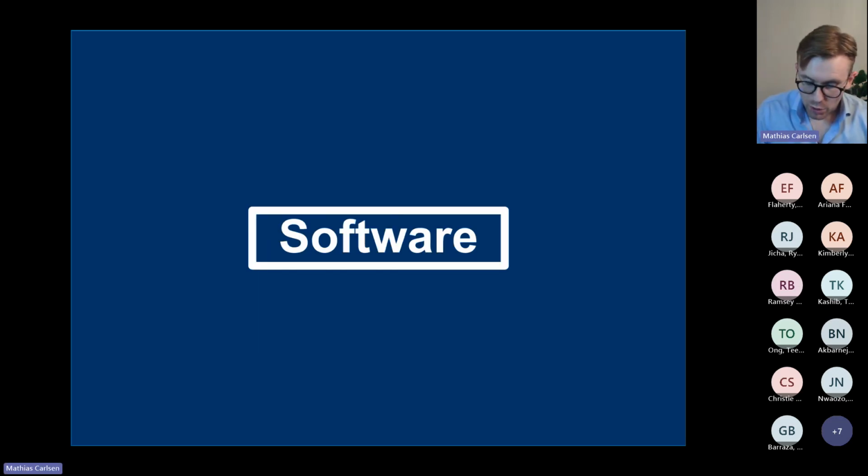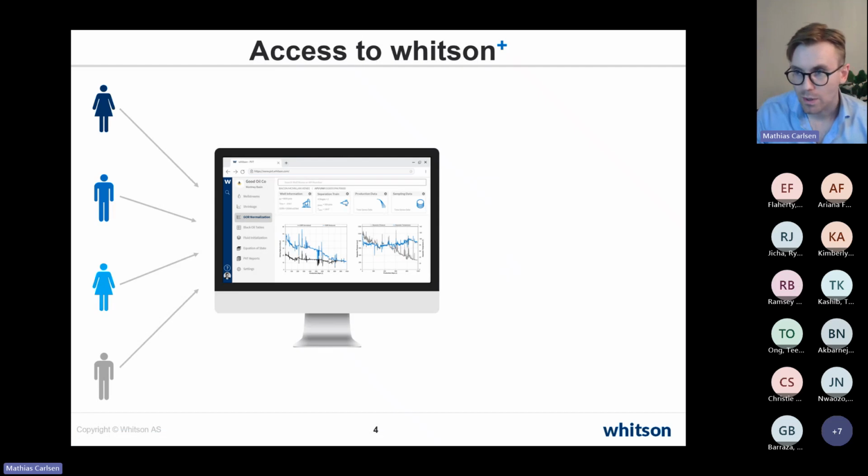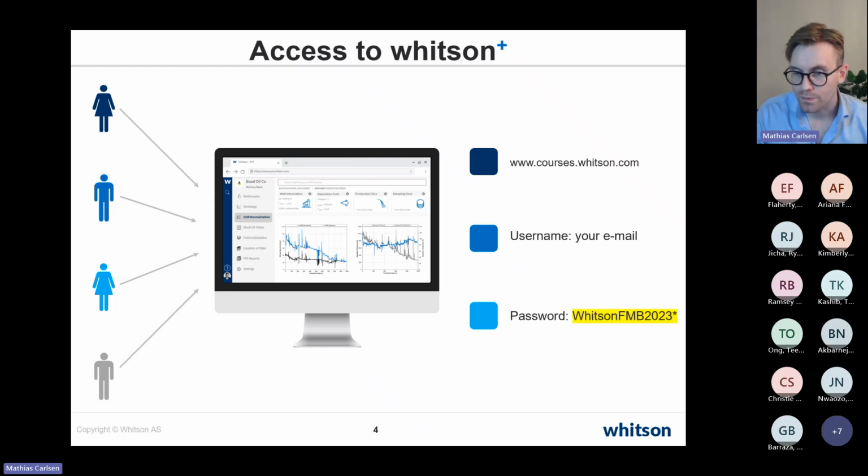When it comes to the software I'm going to use today, it's of course Whitson Plus, but it's not your office domain. All of you work for operators that have access to the software and have your own domain, but today you're going to use the courses.whitson.com domain.